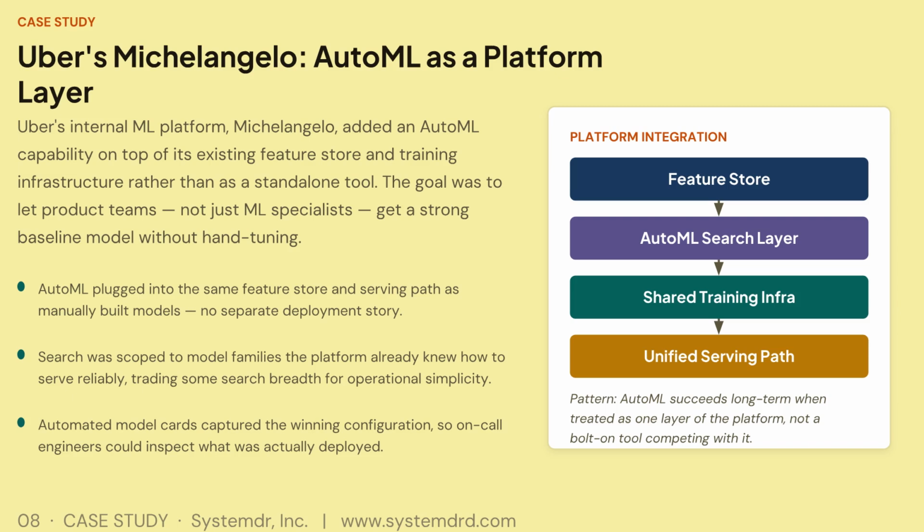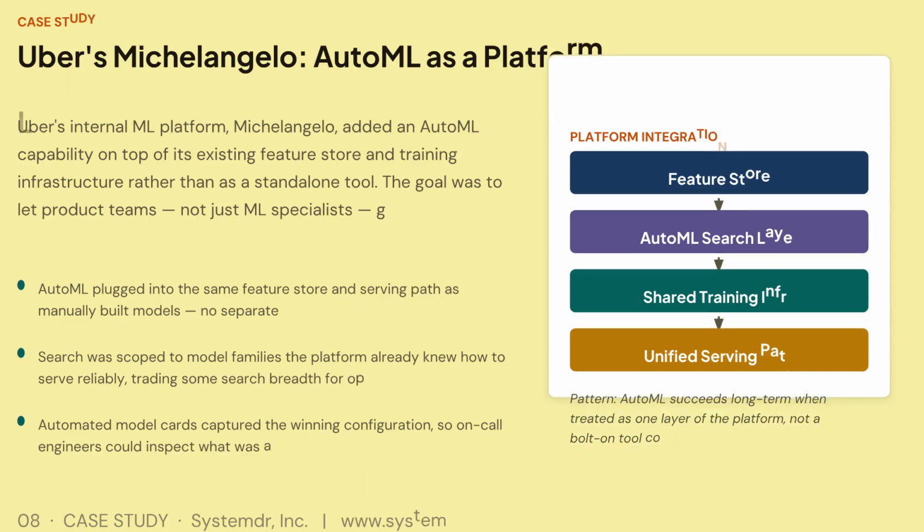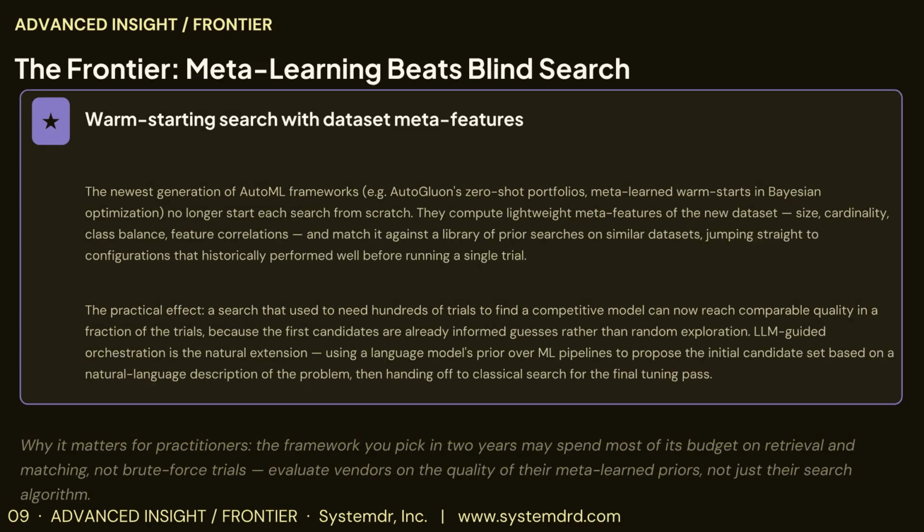The broader pattern here is the one to take away. AutoML succeeds long-term when it's treated as one layer of the existing platform, sharing infrastructure, sharing a serving path, rather than a bolt-on tool competing with everything else the team has already built. Let's look at where this space is heading.